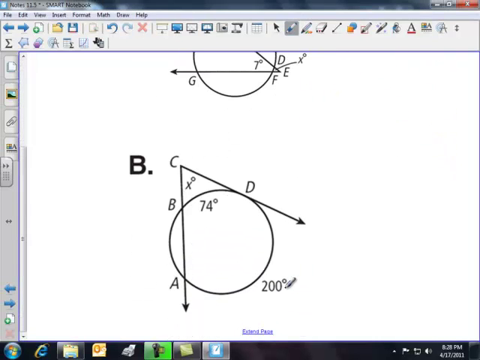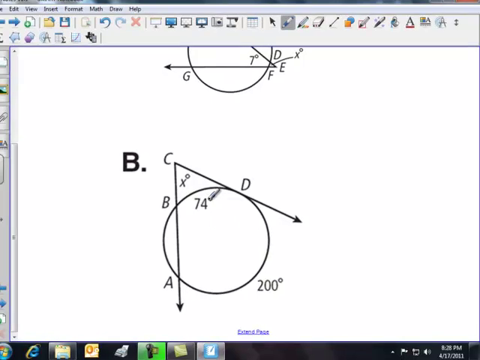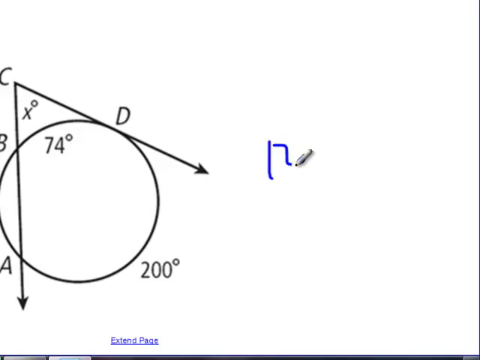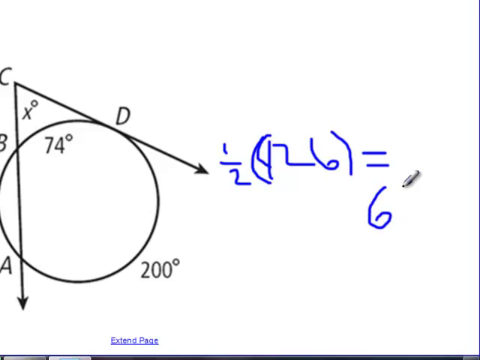Likewise, here, we're going to take 200. We're going to subtract 74 degrees, so that would give us 126 degrees. But have you noticed yet that we're taking half in just about every single situation? I think we are taking half in every situation that we have here. Let's take half of 126, and that would give us 63 degrees.